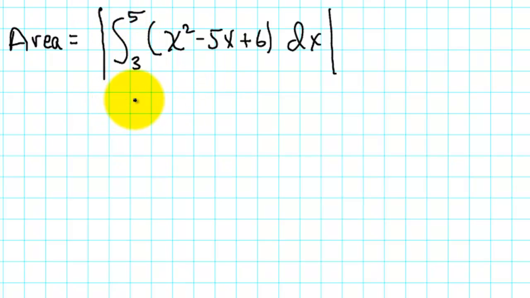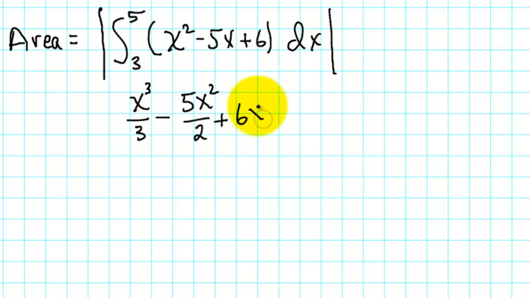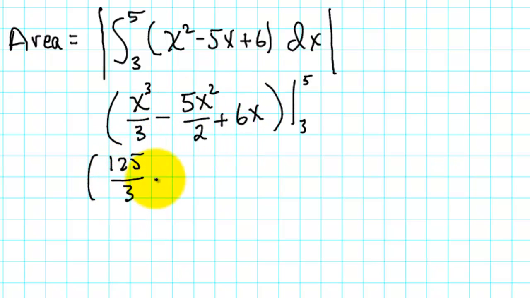So if we take the integral first to find the antiderivative, we get x cubed over 3 minus 5x squared over 2 plus 6x using our basic integration rules, and again we have to evaluate that from 3 to 5. So we plug in. So 5 cubed is 125. 5 squared is 25 times 5 is 125. And 6 times 5 is 30.